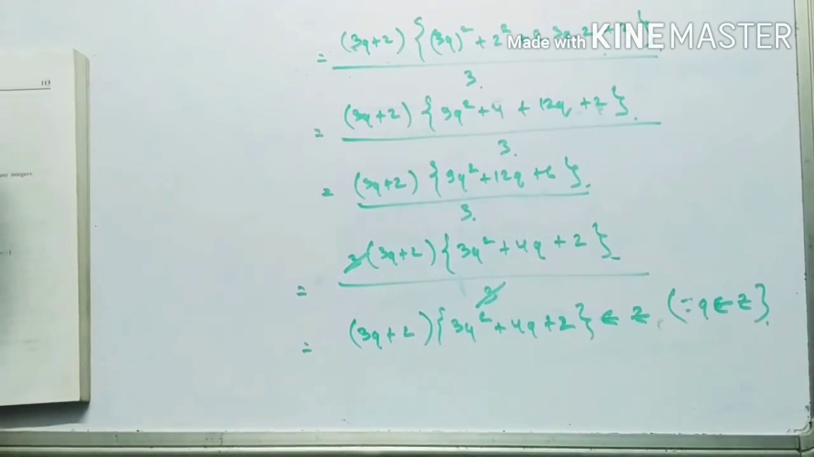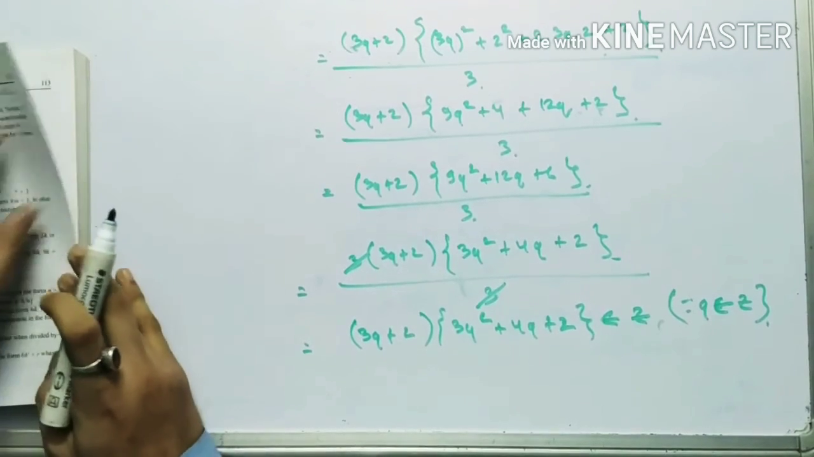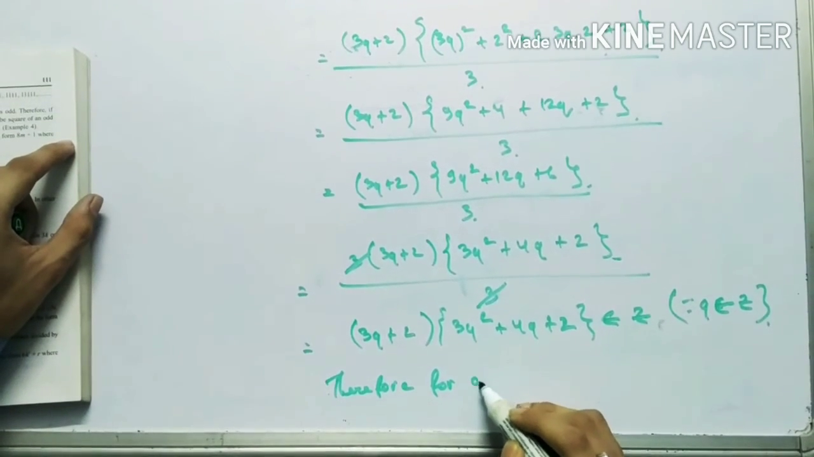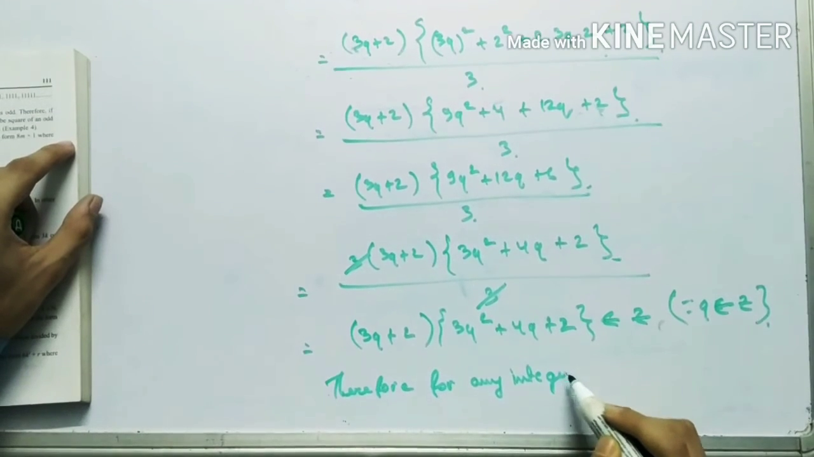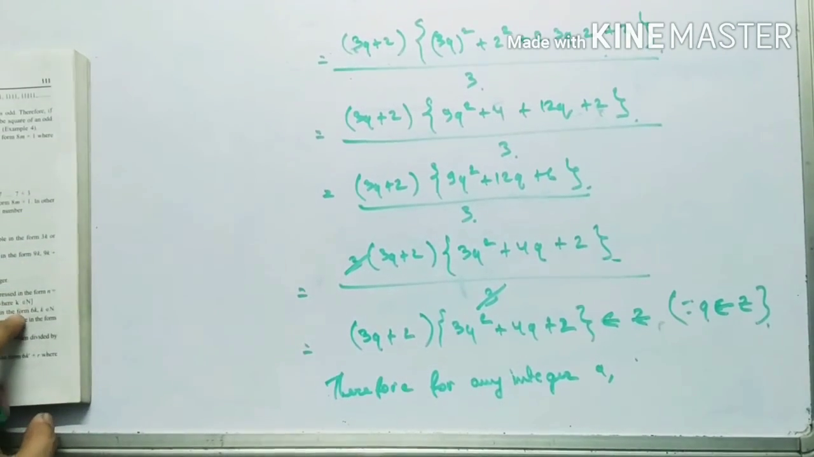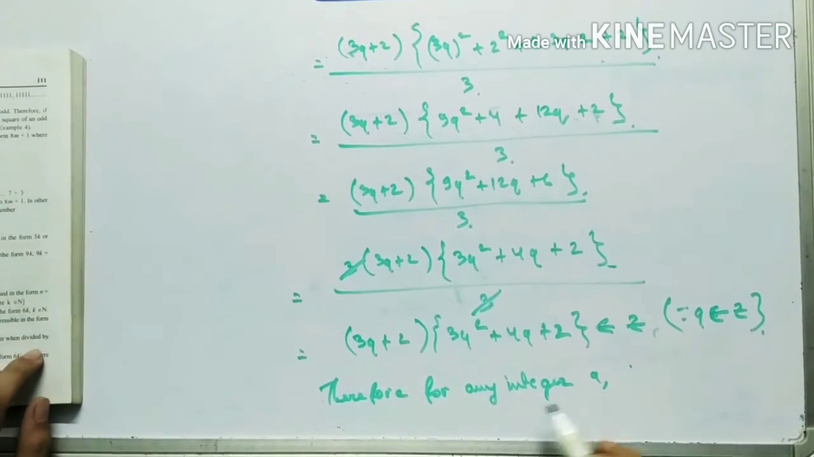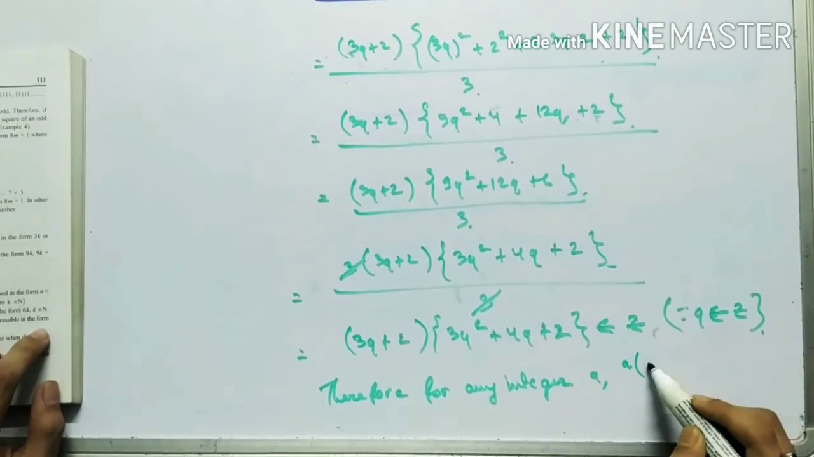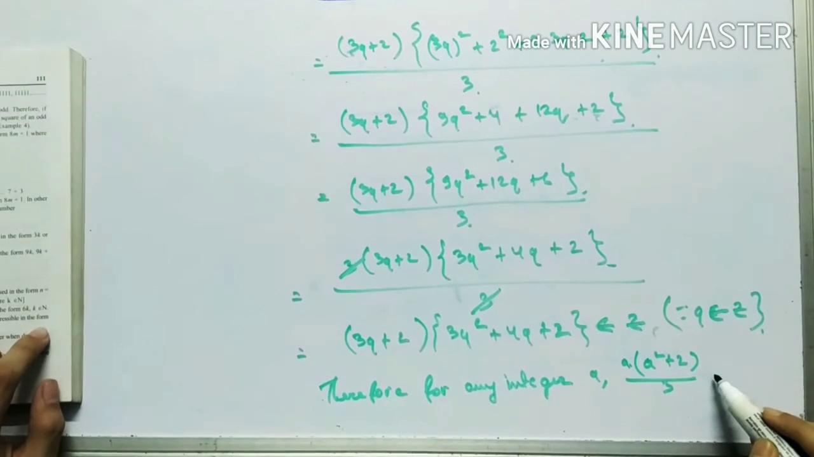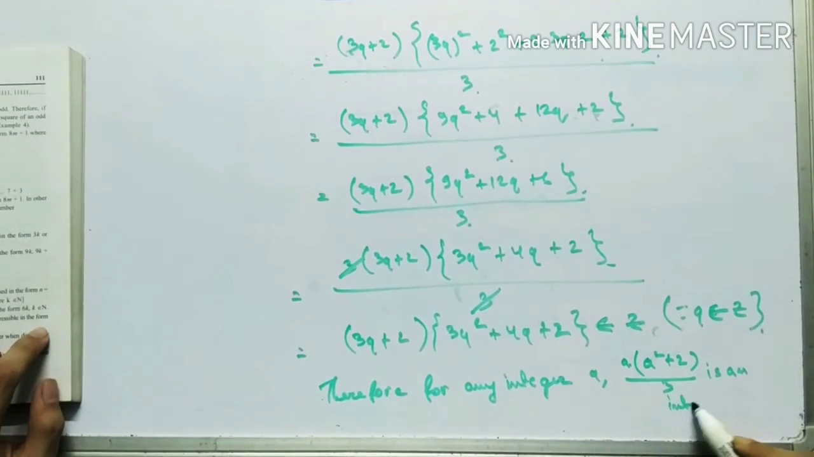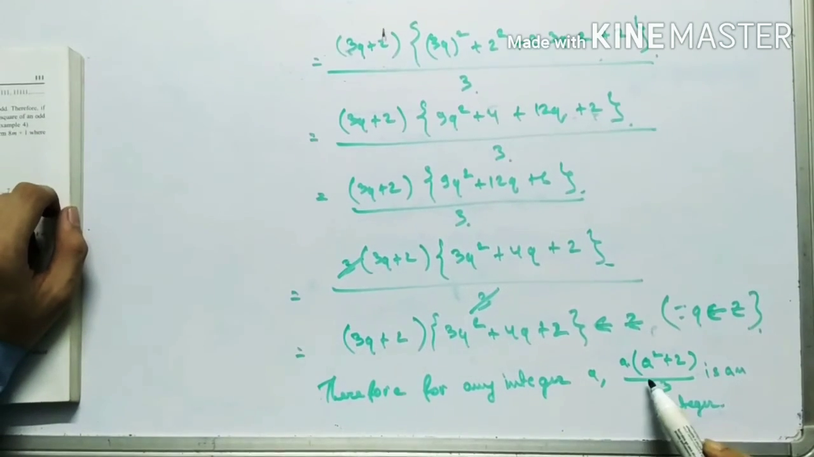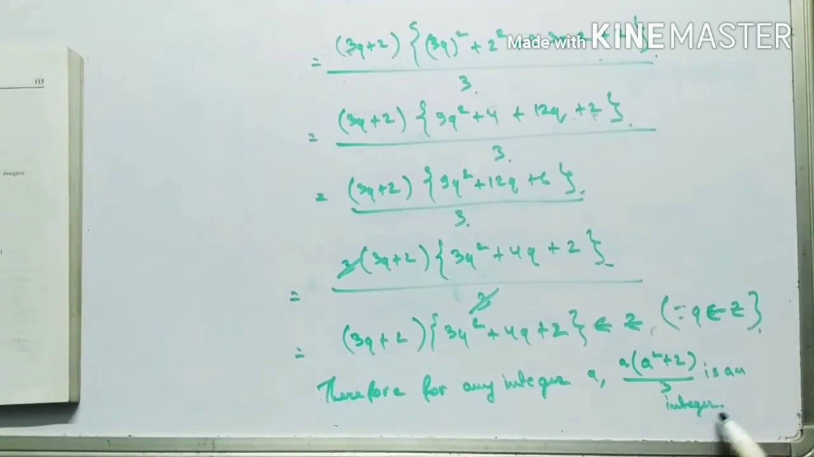So therefore, in the last line, for any integer a, a square plus 2 by 3 is an integer. Therefore I showed that for any integer a, a square plus 2 by 3 is an integer.